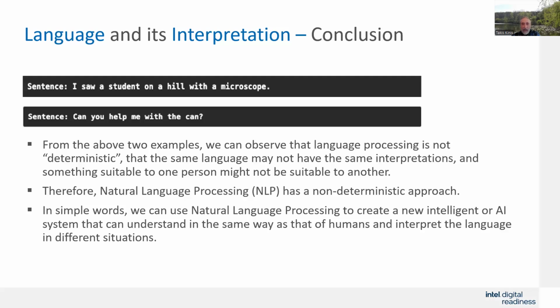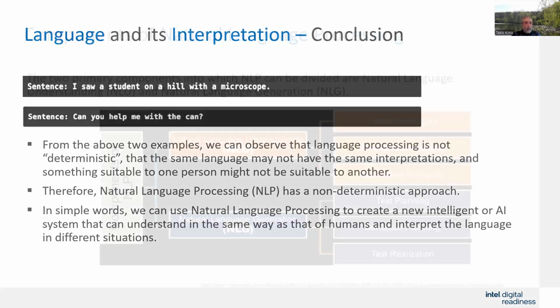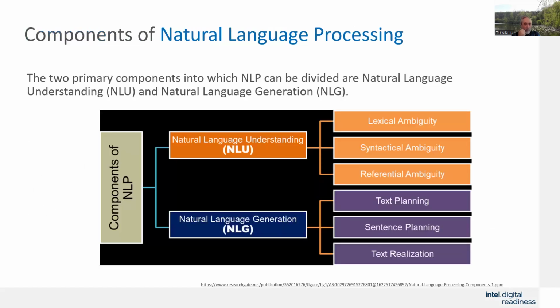Therefore, NLP has a non-deterministic approach, right? So this is kind of interesting. In simple words, we can use NLP to create new intelligent or AI systems that can understand in the same way as humans and interpret language in different situations the way that humans do. Humans adapt their understanding depending on the environment they're in.